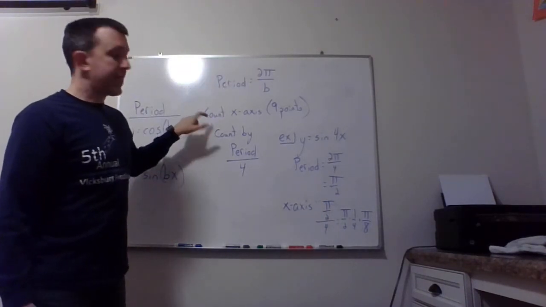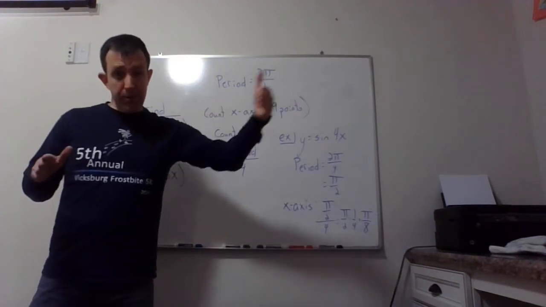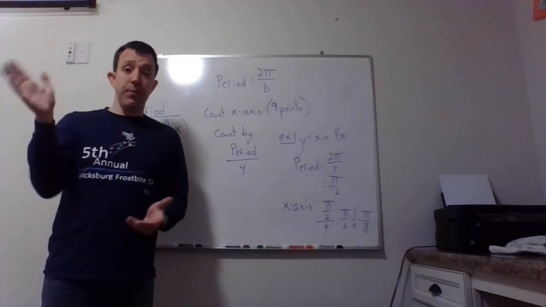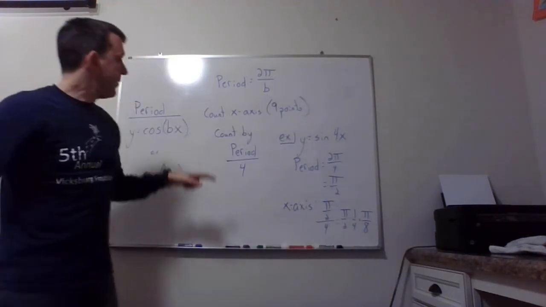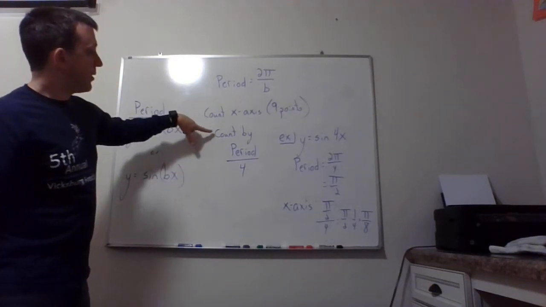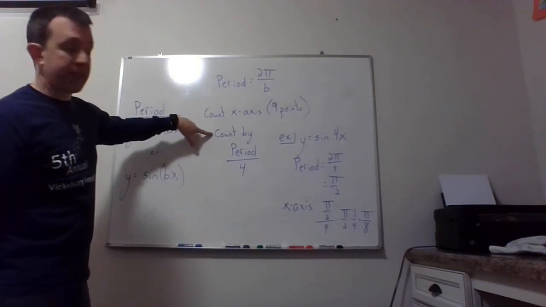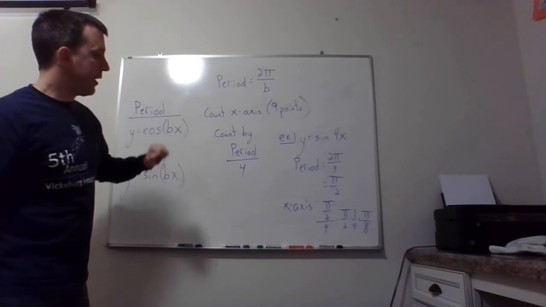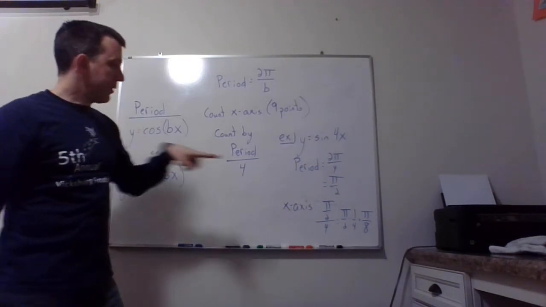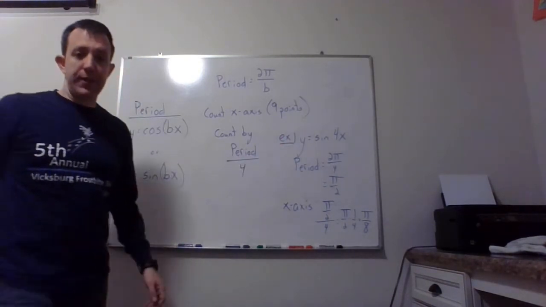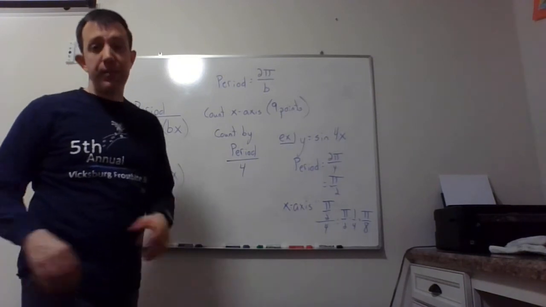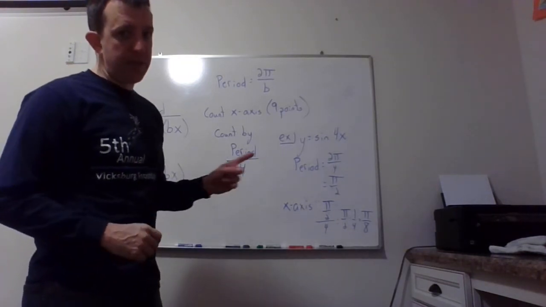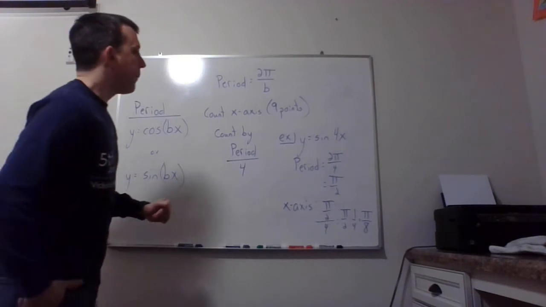Then we're going to count the x-axis. Remember, we're going to label all those x values so that we have our points where we can plot our dots. Here's how that works. You're going to count along the x-axis by the period divided by 4. So I have an example. Let's look at y equal to the sine of 4x. I'll continue this one on the next board because I obviously ran out of room.